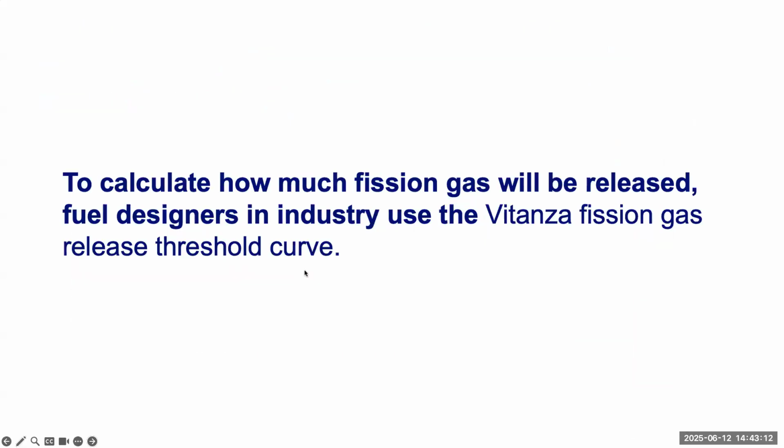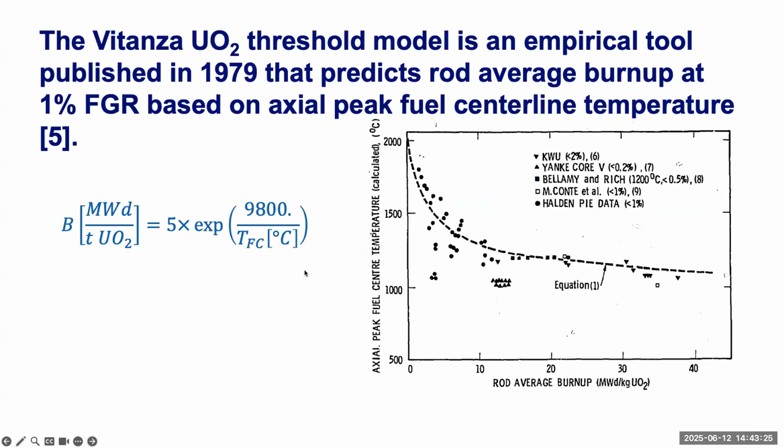Now, to be able to calculate how much fission gas will be released, fuel designers in the nuclear industry have historically used the Vintanza fission gas release threshold curve. This threshold curve is essentially a model that is entirely empirical, derived from experimental data published back in 1979, and predicts the rod average burnup and the axial peak fuel centerline temperature at approximately 1% fission gas release, which you can see plotted here.